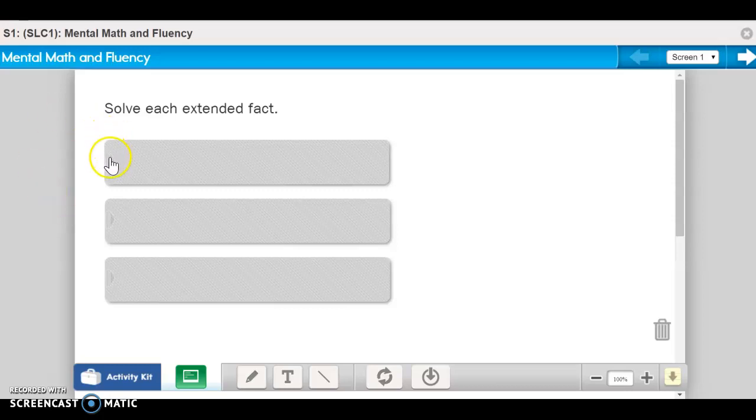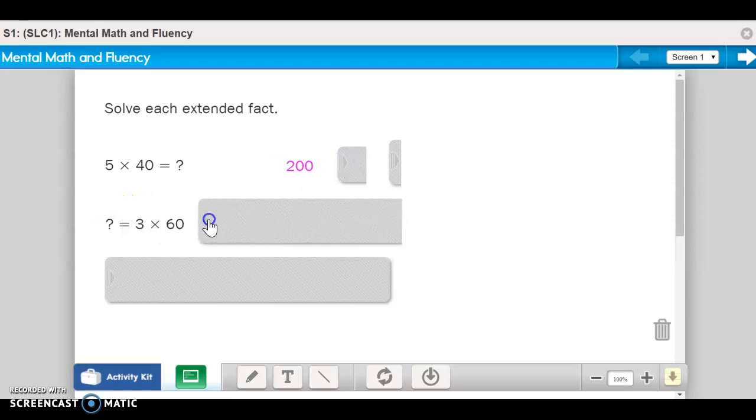Let's take a look at a little mental math. We're going to solve each extended fact. 5 times 40 equals question mark. Remember, 5 times 40 is like saying 5 times 4 tens. You know that 5 times 4 equals 20, so 5 times 4 tens is 200.